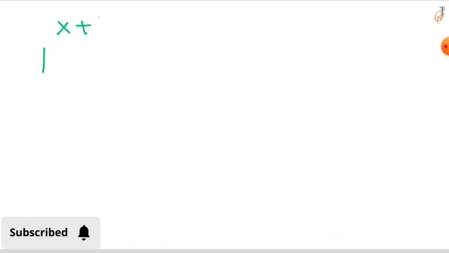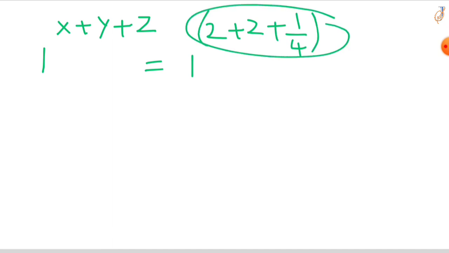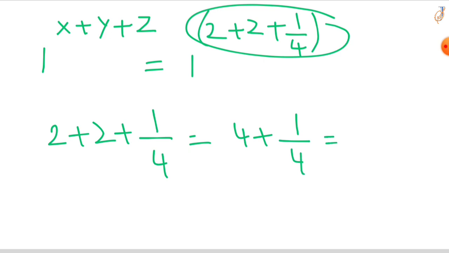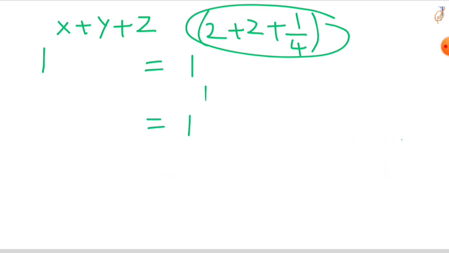So let's take 1 raised to the power of x plus y plus z. So that is equal to 1 raised to the power of 2 plus 2 plus 1 by 4. After simplifying, you will get this is 4 plus 1 by 4. So that is equal to 17 by 4. So this becomes 1 raised to the power of 17 by 4. Whatever you have in the power, it gives the result 1 only.